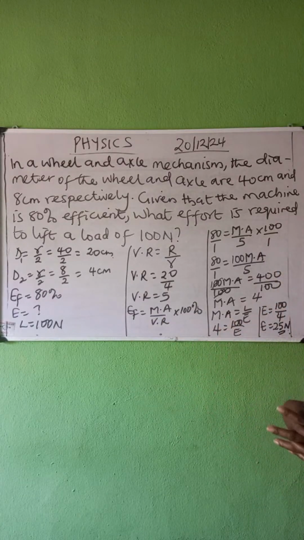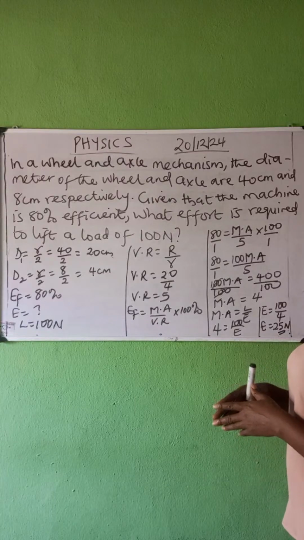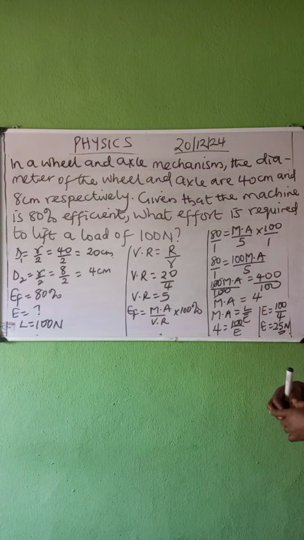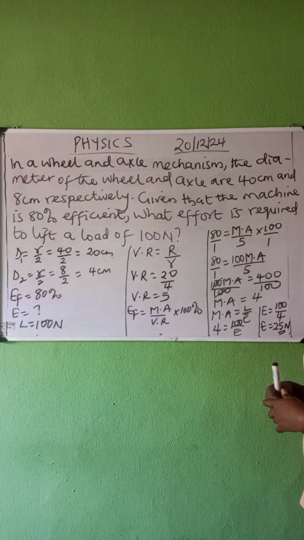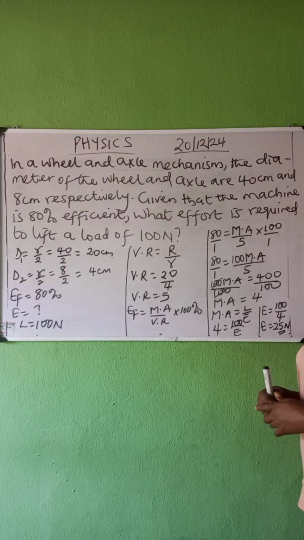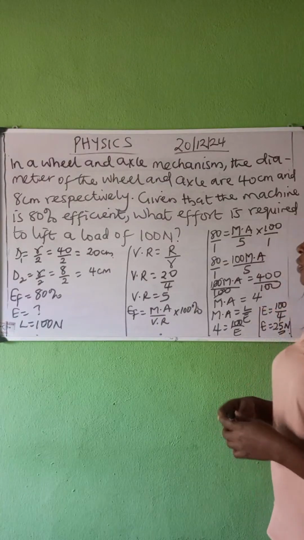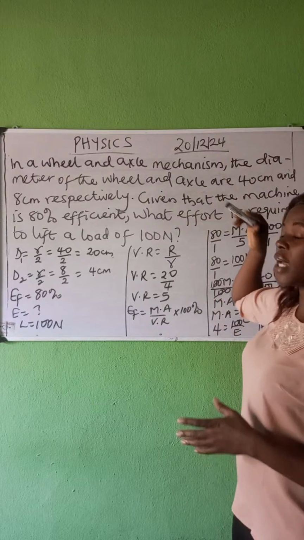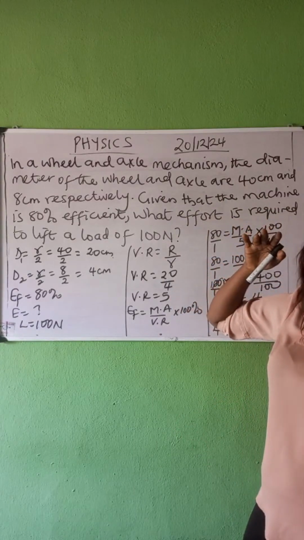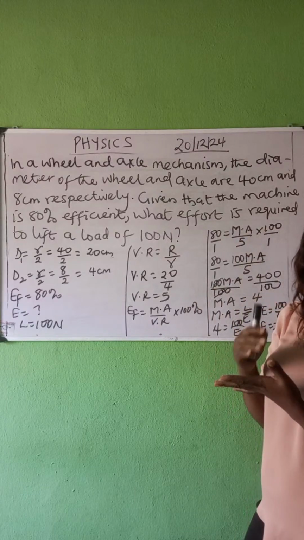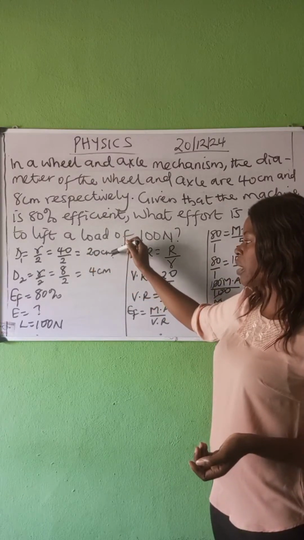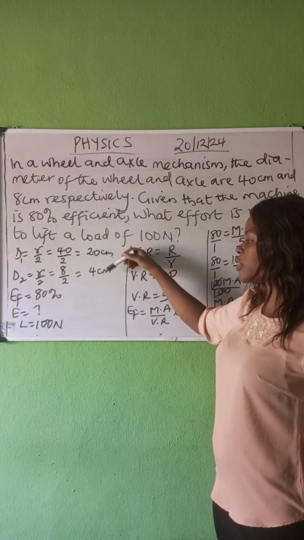Now, let me do a recap. In a wheel and axle mechanism, the diameter of the wheel and axle are 40 centimeter and 8 centimeter respectively. Given that the machine is 80% efficient, what effort is required to lift a load of 100 Newton? For you to be able to solve this, you are going to look at the radius of the wheel, where the radius is the diameter divided by 2. So whatever I have here is the diameter divided by 2. I have my radius of the wheel to be 20. By the same method, I have my radius of the axle to be 4.